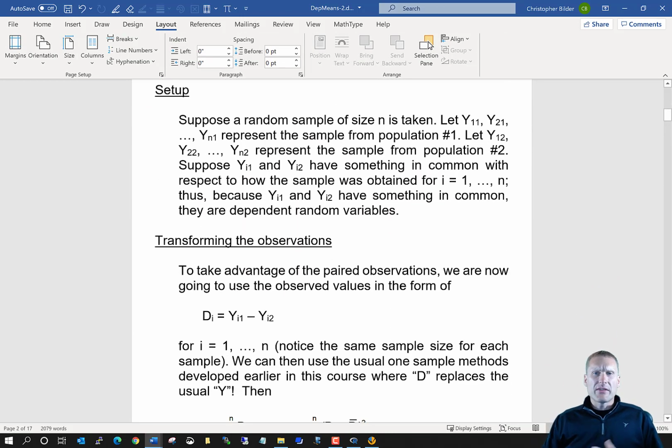So let's talk about the setup in terms of the notation. Let y11 be the value that we observe in our sample from population 1, for item 1 in that sample. y21 is going to represent, sorry, I said that incorrectly. Let me restate that.